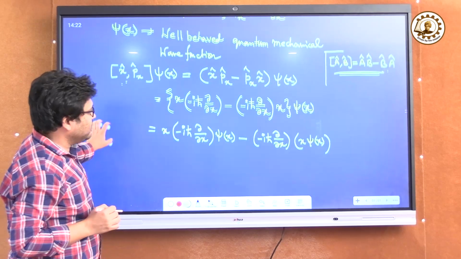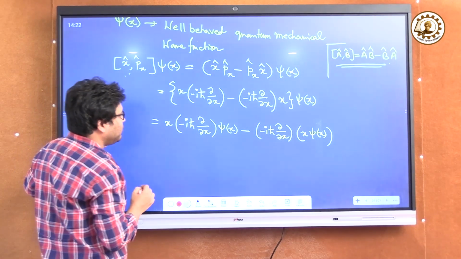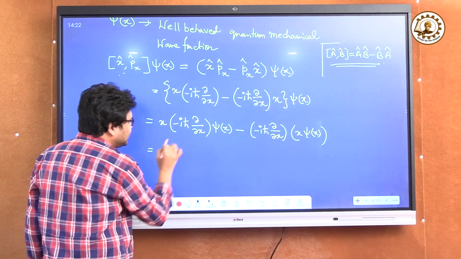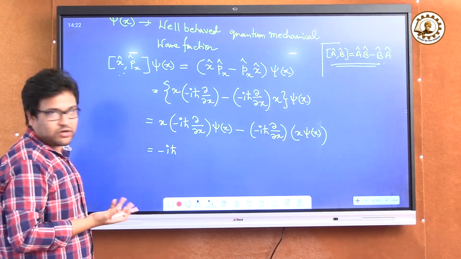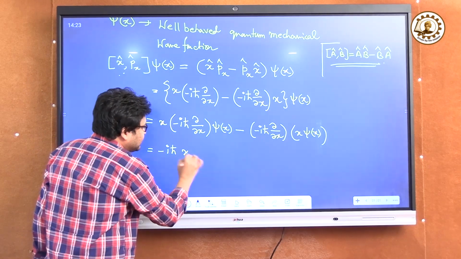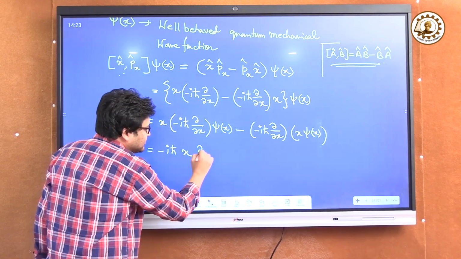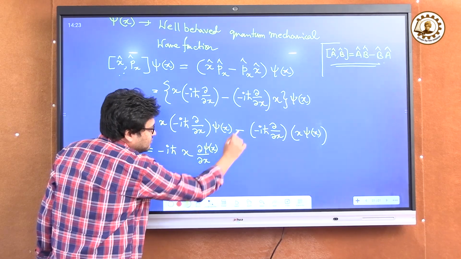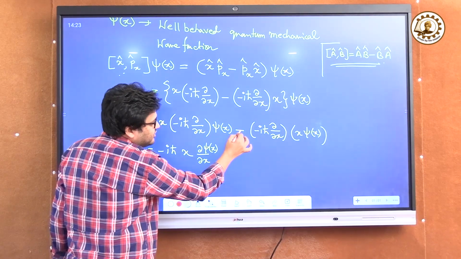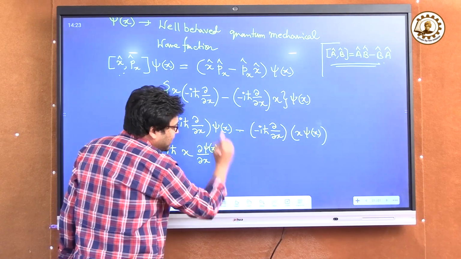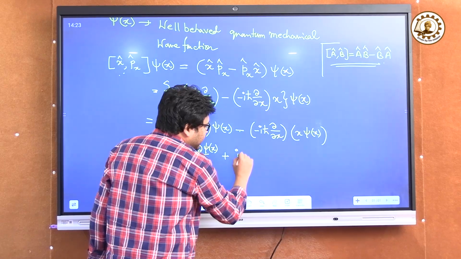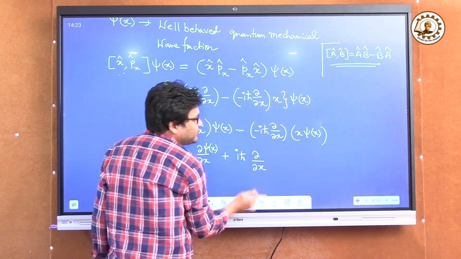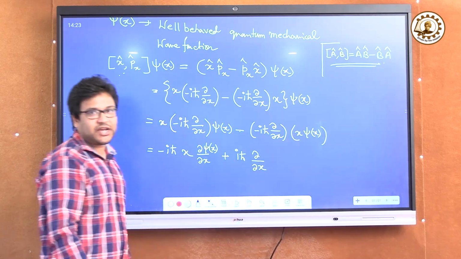Okay, so we can write over here minus iħ. Since it is a constant, I can write it anywhere I want. So it is x ∂ψ/∂x, minus, and as you can see that it is minus minus, so it results plus iħ. It is a constant, and ∂/∂x is going to act on both x and ψ(x).